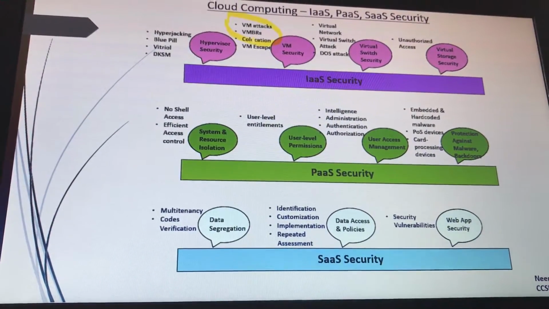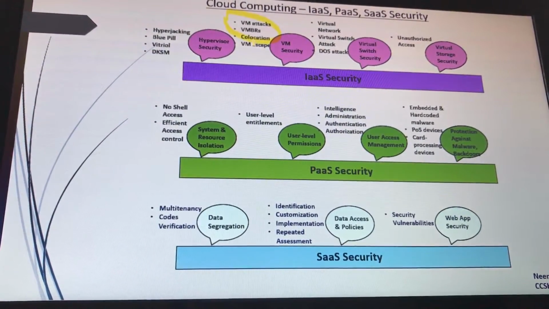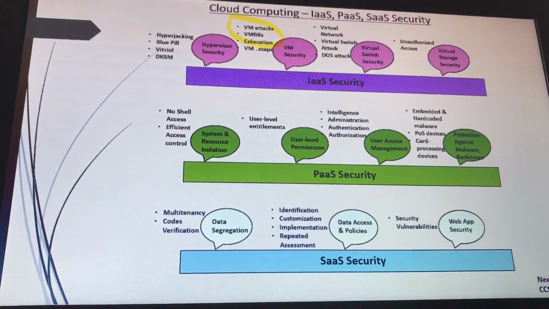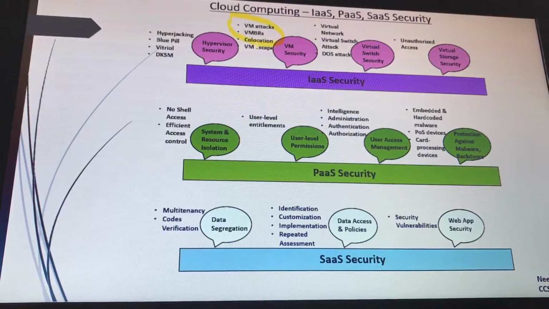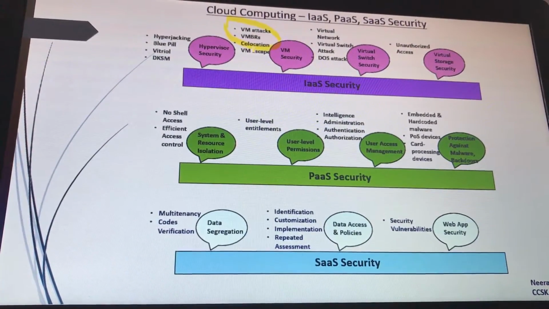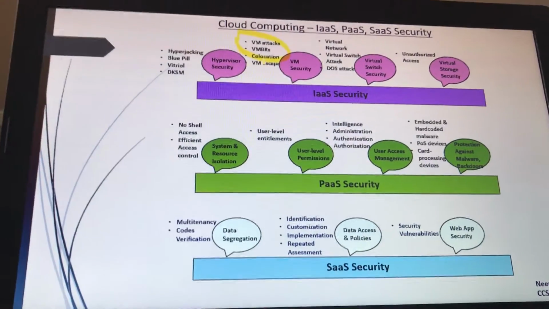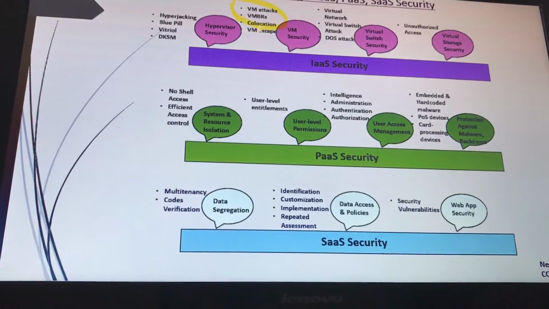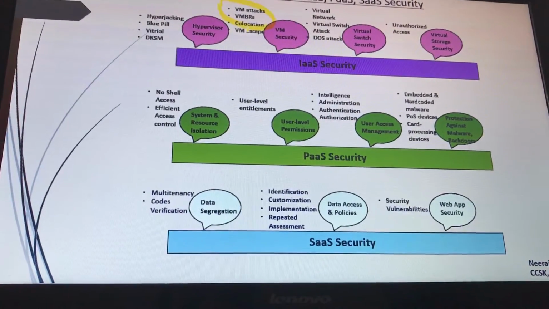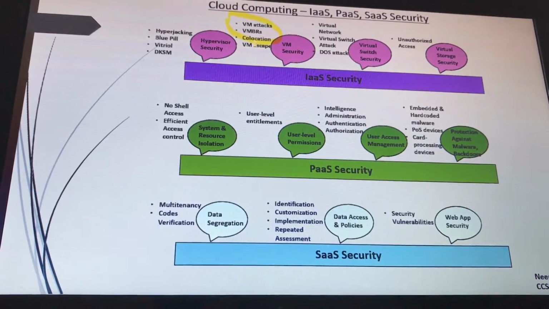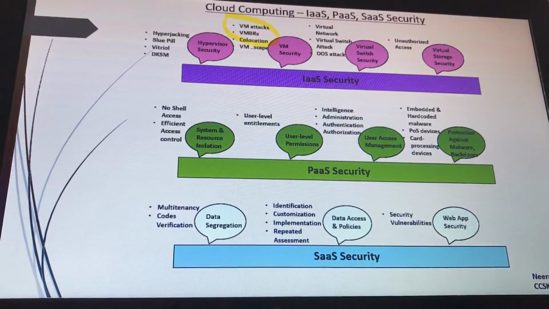And then there is collocation, where multiple VMs are running on a single server and sharing the same resources, which increases the attack surface and the risk of VM to VM attack or VM to hypervisor attack. When you say VM to VM attack, the terminology is called VM hopping. Okay, and next is VM escape.